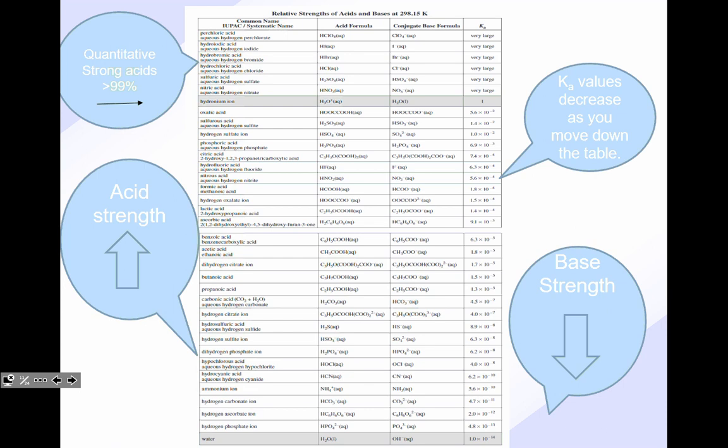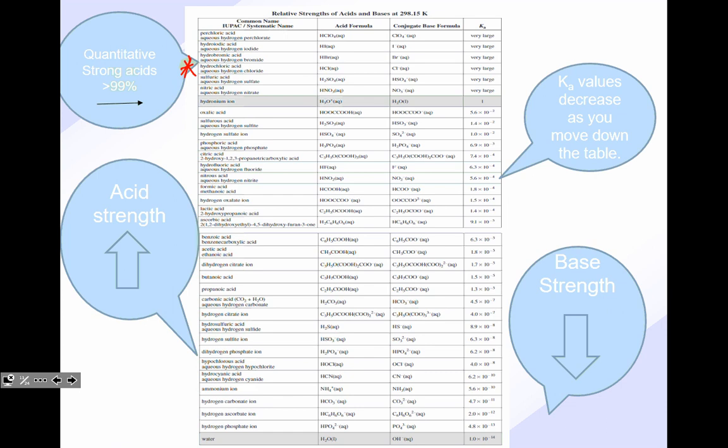So the first 6 here, those are super strong. They're actually called strong acids. They're the only actual strong acids. Everything underneath them, they're considered weak acids. You can still have a strong-ish weak acid, but the term weak acid still applies, okay? So those 6, they're quantitative acids.